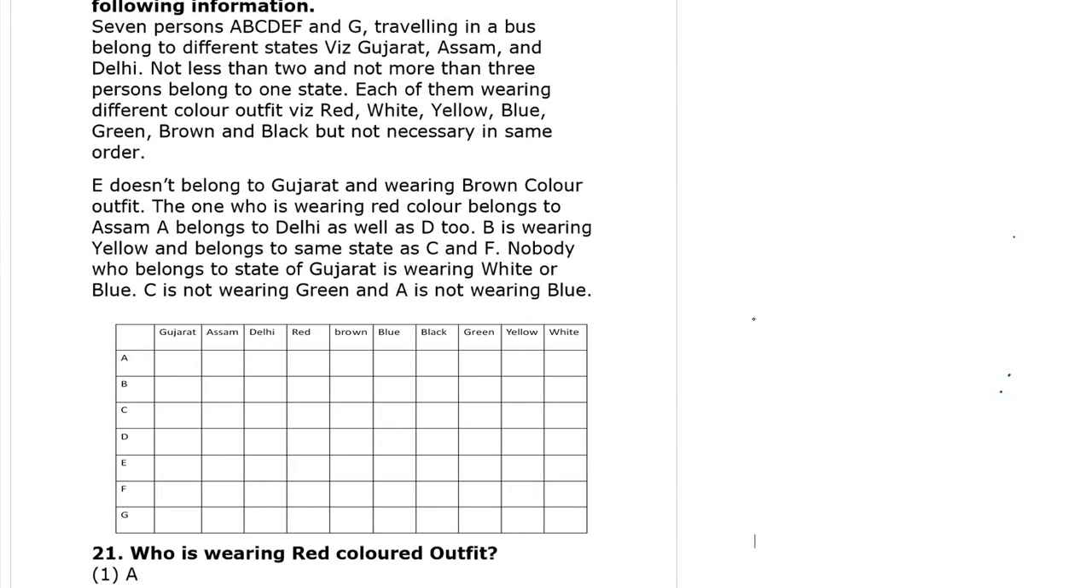Okay, so the question is: seven persons A, B, C, D, E, F, G are traveling in a bus. They belong to different states: Gujarat, Assam and Delhi. So what is the condition given? Not less than 2, so minimum 2, not more than 3, maximum 3 belong to each state. So each state should contain minimum 2 and maximum 3 persons. That is the first condition.